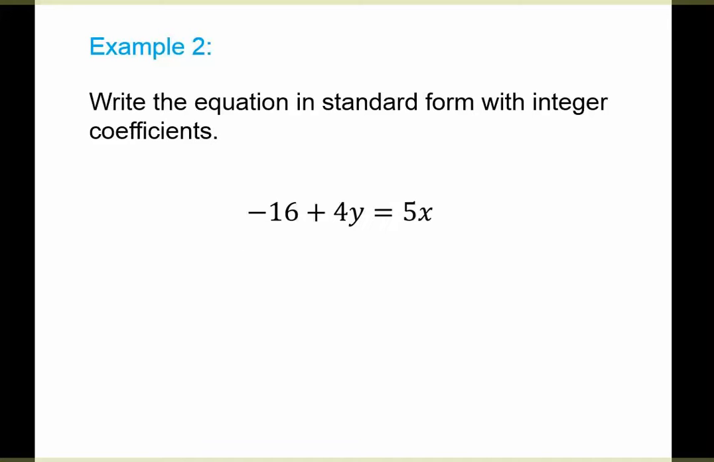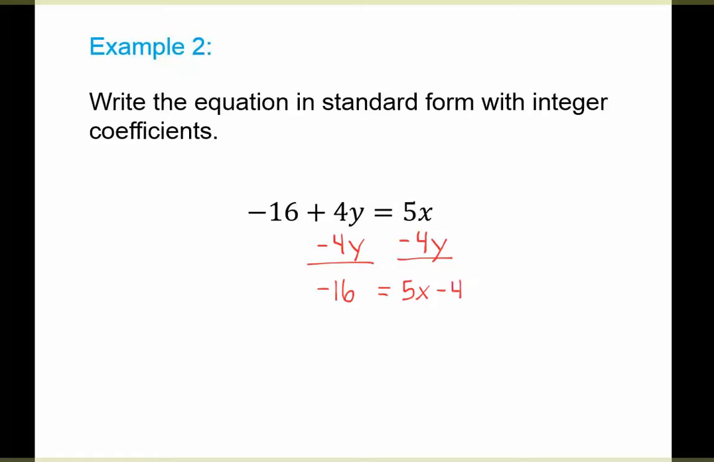Okay, this one was kind of easy because you did not need to clear any fractions. So really just testing your ability here to get the variables on the same side. I think the easiest way is probably to take away 4y. So if we do this, it's just going to have us working with one step here. So if I take away 4y, I'm going to end up with negative 16 on the left-hand side. And then I'll have 5x minus 4y.